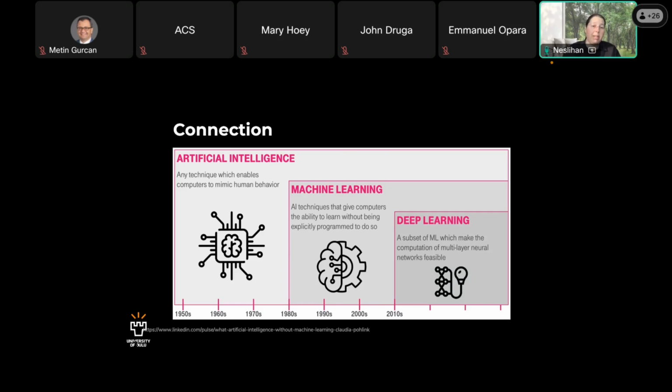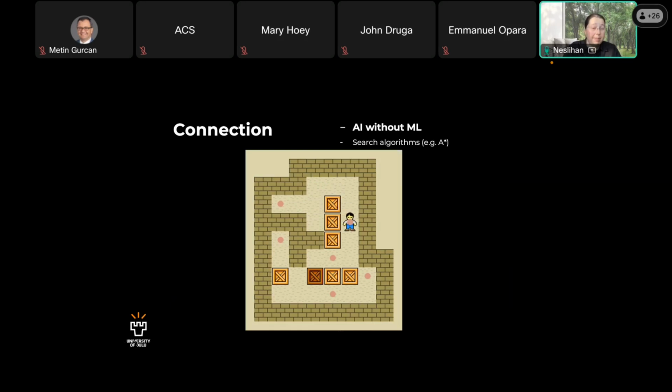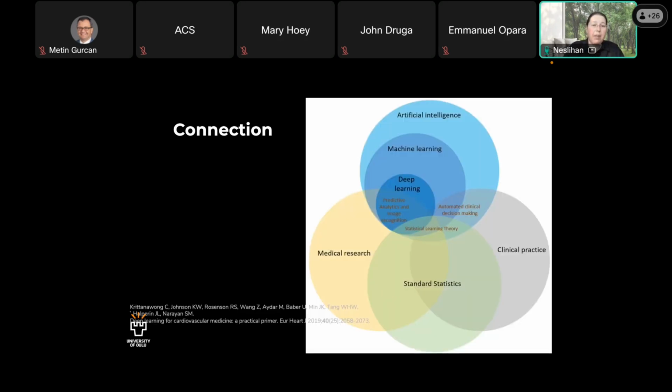Therefore, AI is bigger than machine learning, and machine learning is bigger than deep learning. For example, consider these pathfinding problems like the Sokoban game. Here, the goal is to move boxes to marked locations with only pushing. AI methods called search algorithms can solve these problems without using machine learning. Many games and web-based maps use these kinds of algorithms to find the shortest path.